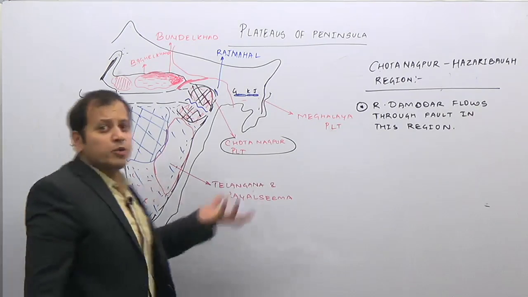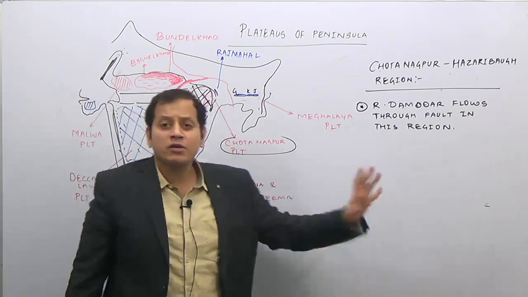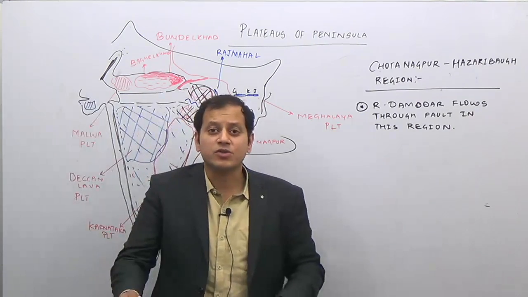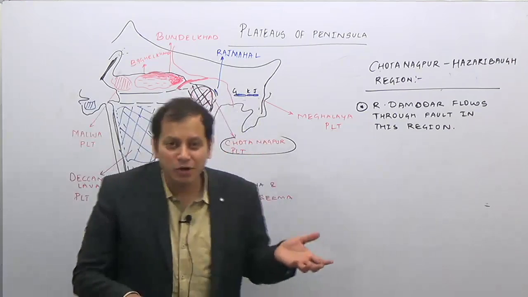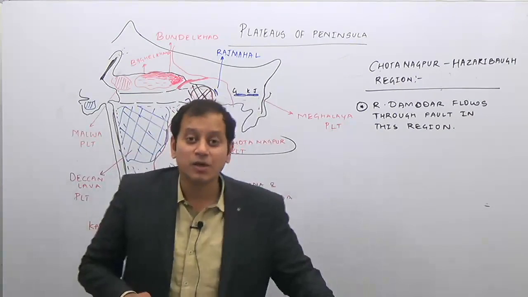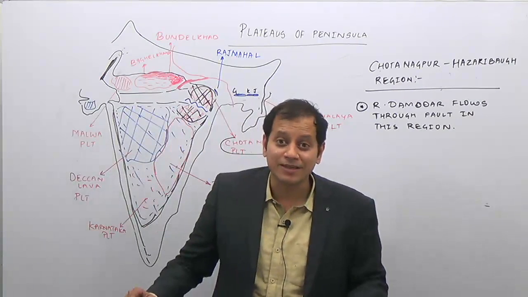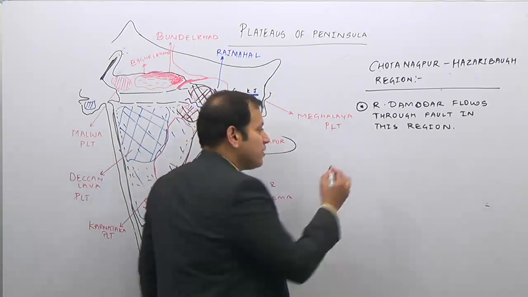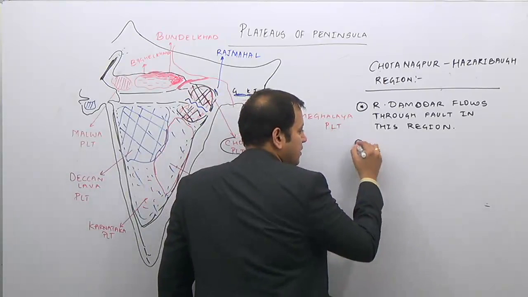So the Chota Nagpur Hazaribagh Plateau region, river Damodar flows through a fault in this region. So which river drains the Chota Nagpur Plateau? Mainly it is the Damodar river. Now why is this Chota Nagpur Hazaribagh Plateau region important? This is one of the most mineral rich regions in India.